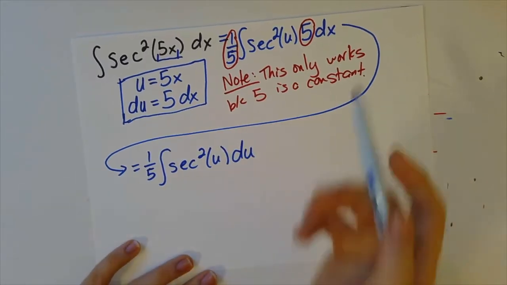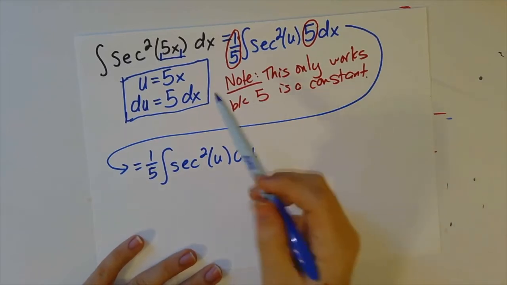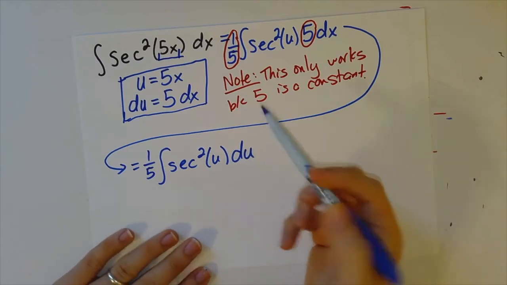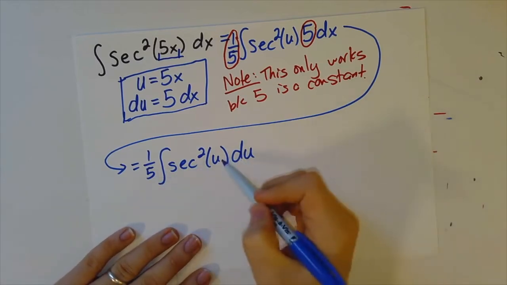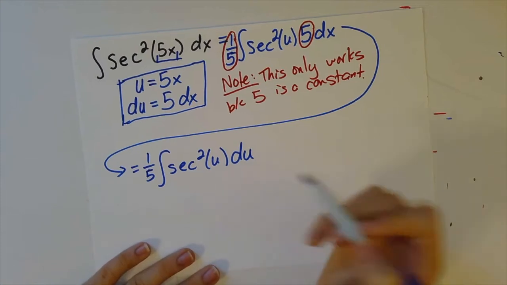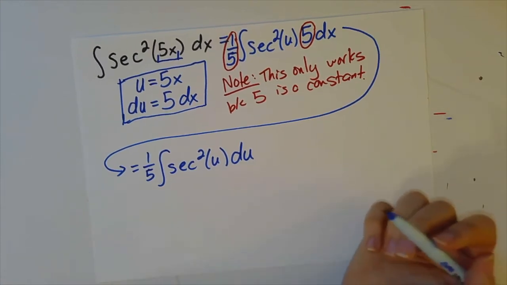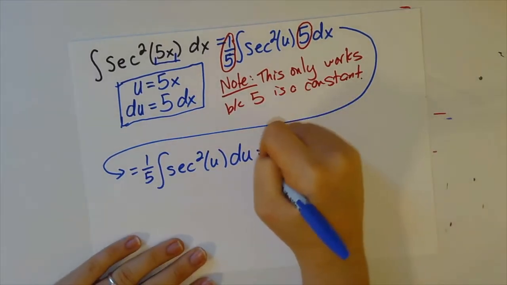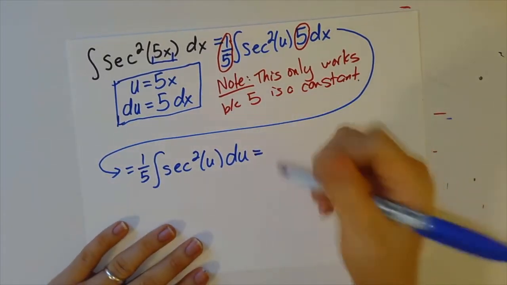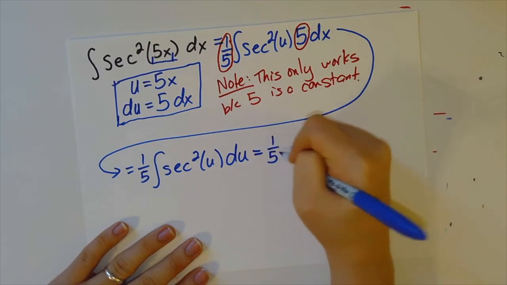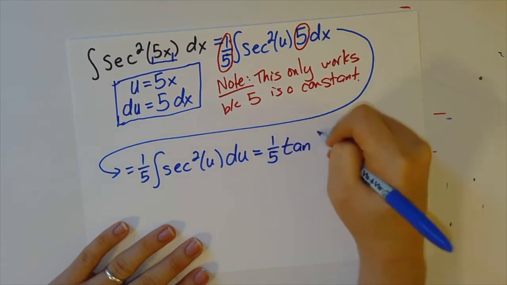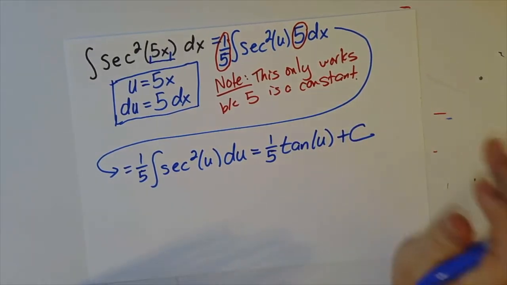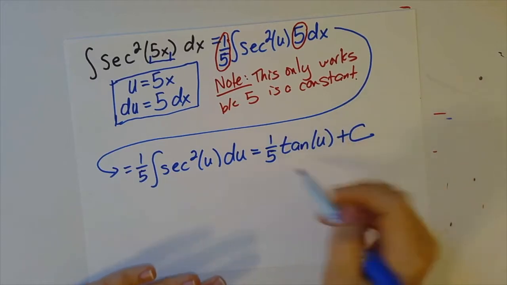I know I've completed my translation because there are no longer any x's left in what I'm looking at. This is now framed in terms of u. So now I hope I can do the integral. Do I know the integral of secant squared? Well, I should, because secant squared is exactly the derivative of tangent. So this becomes 1/5 the tangent of u plus c. And I put the plus c just like always. No big surprises there.